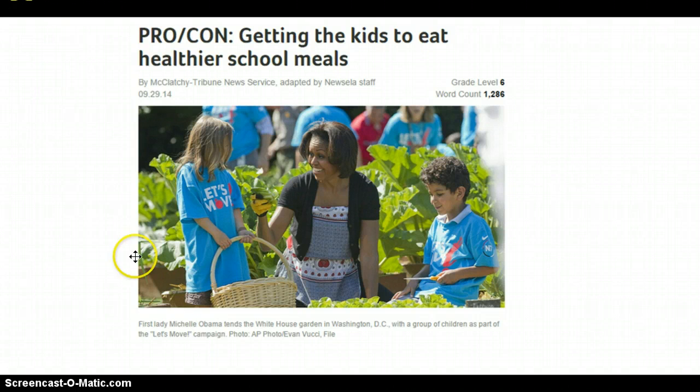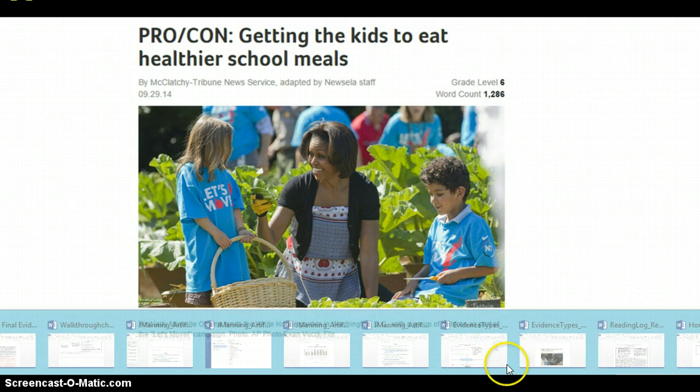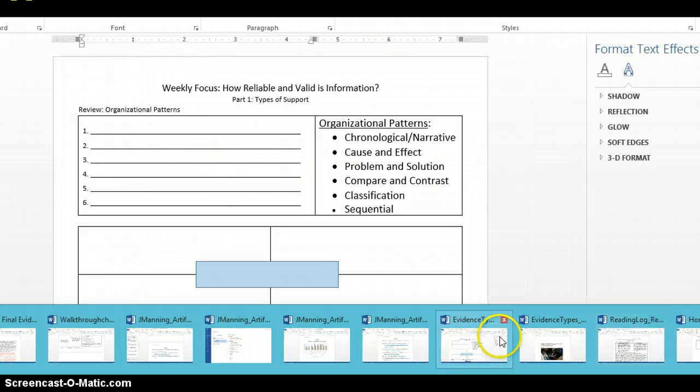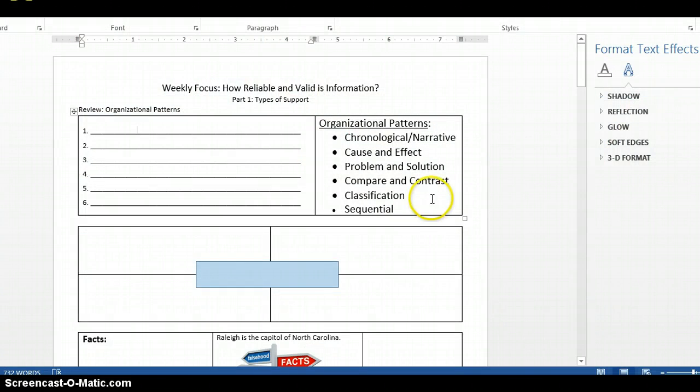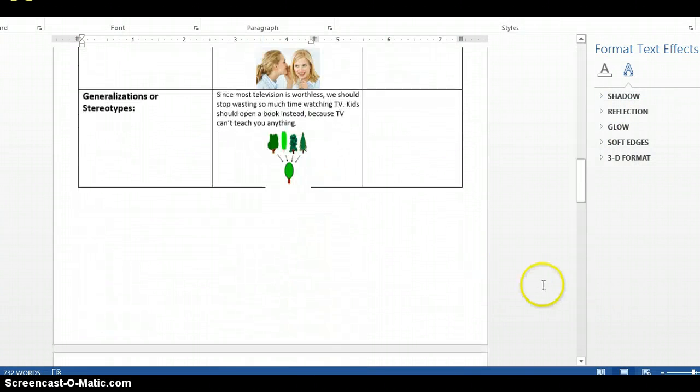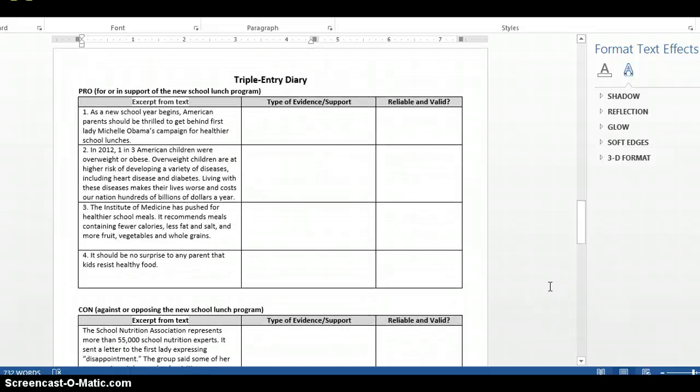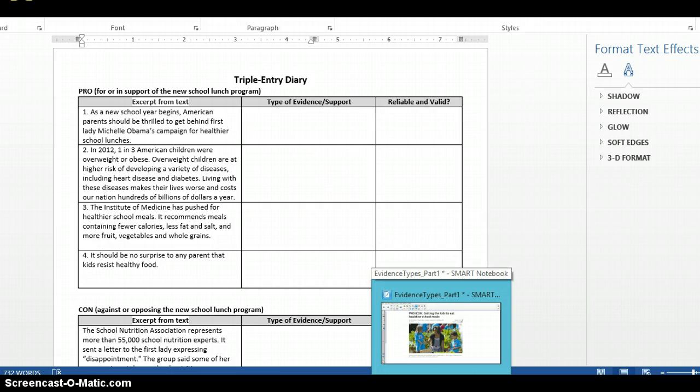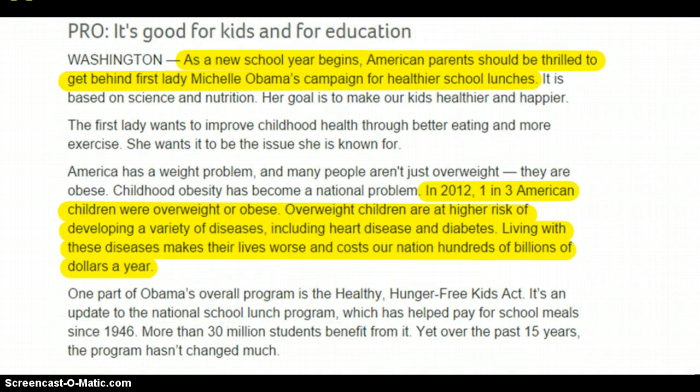You should have in front of you a worksheet. It looks like this. It is a triple entry diary. As we are reading, we're going to be looking at different excerpts from the text, and we're going to try to figure out what type of evidence that is, and is it reliable? Should I believe it? Let's get started.